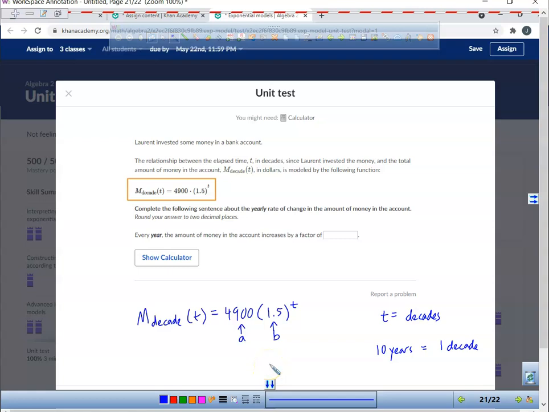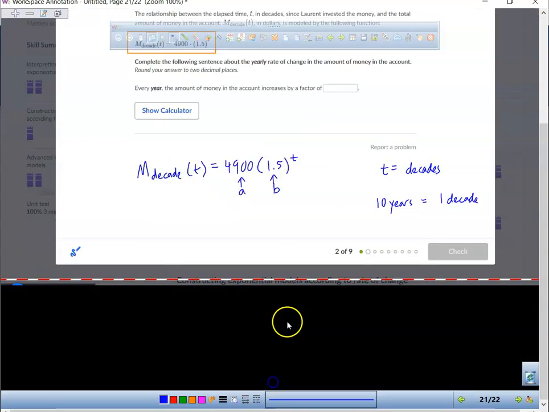But that's per decade. That's not per year. So we're going from a decade, which is big, to a year, which is small. If we're going from big to small, and we want to know what that factor is, it's not going to be 1.5, because what does 1.5 represent? A whole decade. So per year, we have to raise that to the power of 1 over 10. Why? Because there's 10 years in a decade. Does that make sense?